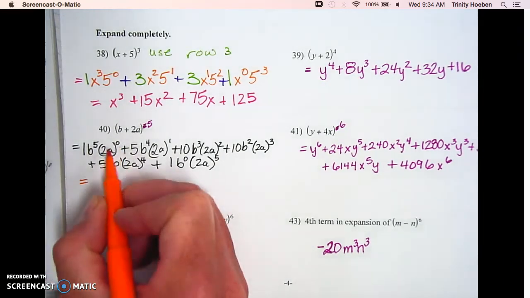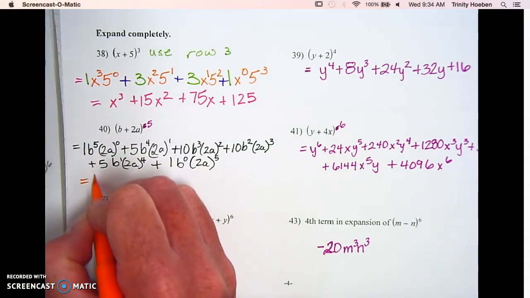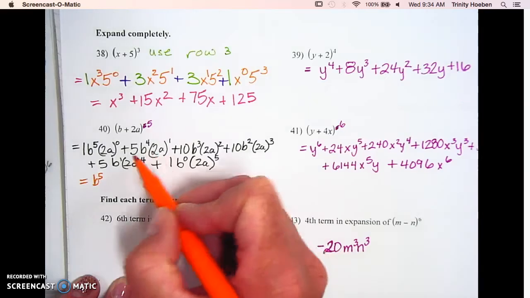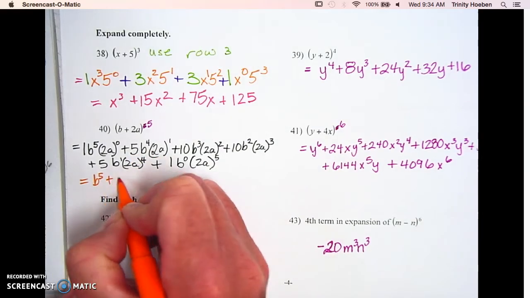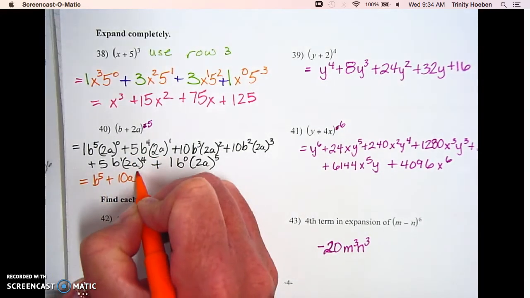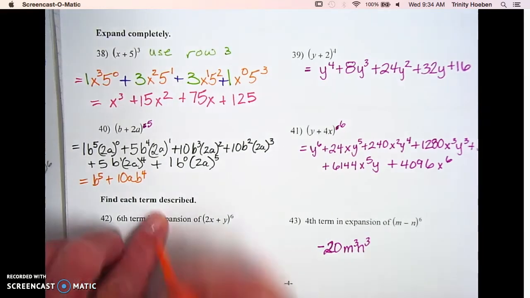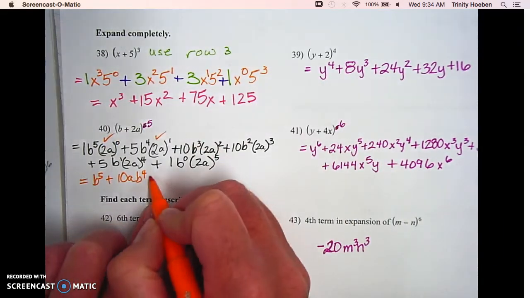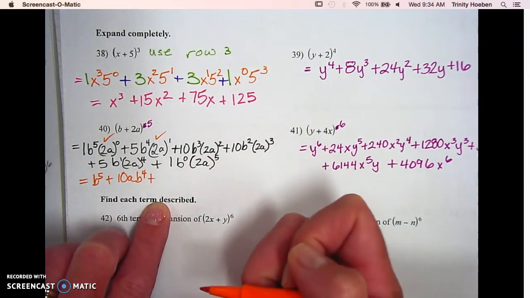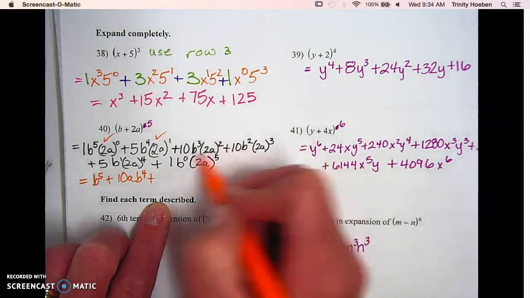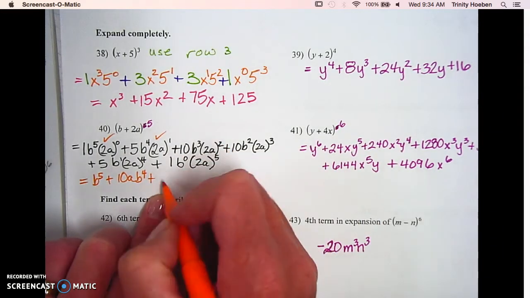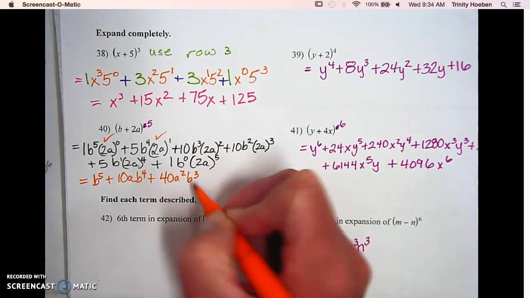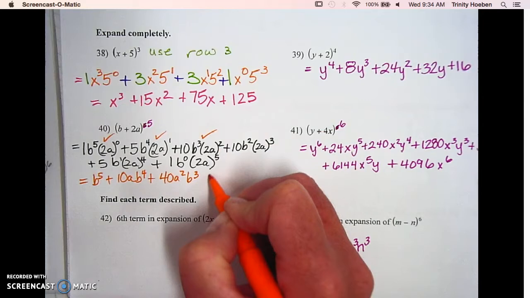2a to the 0 is 1. 1 times 1 is 1. 1 times b to the 5th is just b to the 5th. 2a to the 1st is just 2a. 2a times 5 is 10a, b to the 4th. The next term, and so I'm going to start checking these off so I know which ones I've done. Okay. 2a to the 2nd is 4a squared. 4a squared times 10 is 40a squared, b to the 3rd, and check that one off.